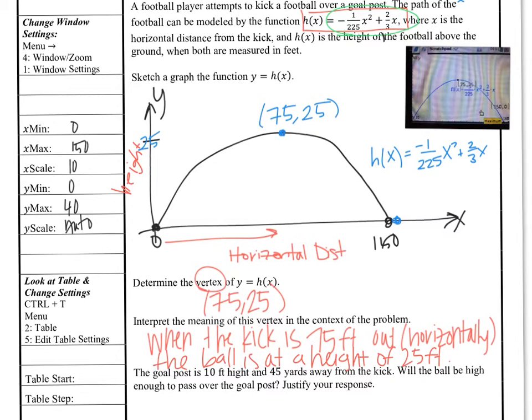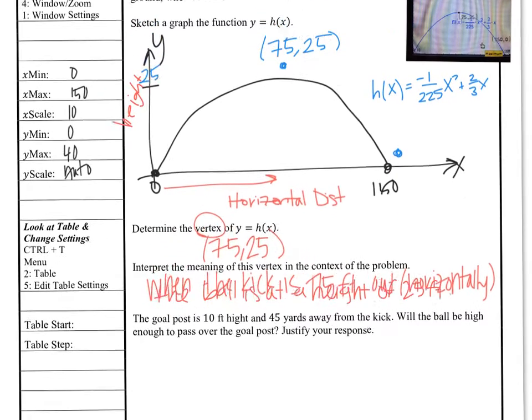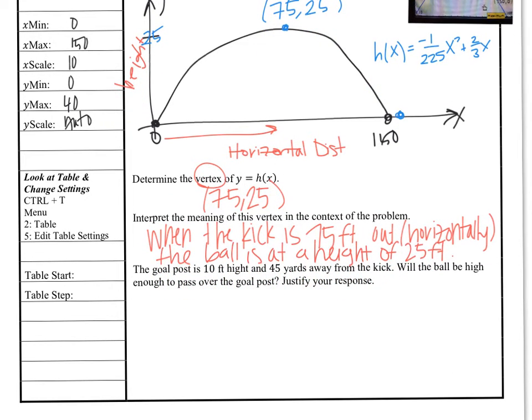Next part says the goalpost is 10 feet high and 45 yards away from the kick. Will the ball be high enough to pass over the goalpost? Justify your response. So if I take a look at this next part, it says feet high and then yards. We have to change that 45 yards into feet. And we know that there are 3 feet in every yard, so 45 divided by 3 gives me 15 feet. So the question is when x is 15, what's the height?